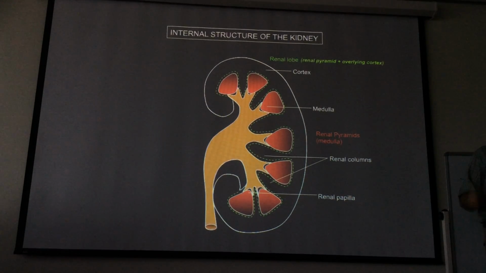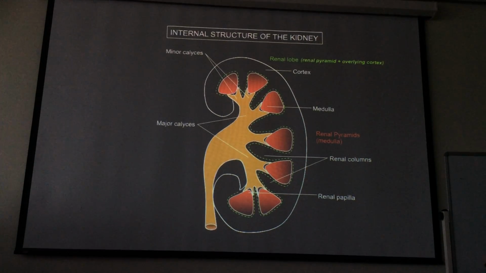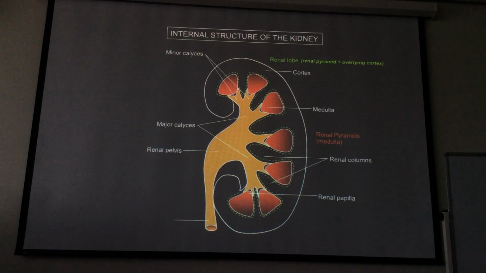Is this clear? Yes. So now we call them the minor calyces, and these are the major calyx. Is that fine? Yes. And this we call the renal pelvis, and this we call the ureter. Fine? The pelvic-ureteric junction is somewhere here. Clear so far? Any term which is not clear? Yes, Ali.